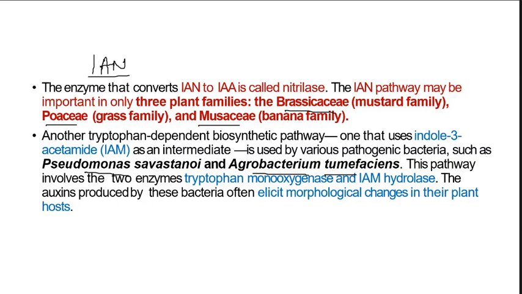So in the IPA pathway, first tryptophan, then deamination, then one product will be formed, then decarboxylation, then another product is formed, then dehydrogenation, then it is IAA. Okay.